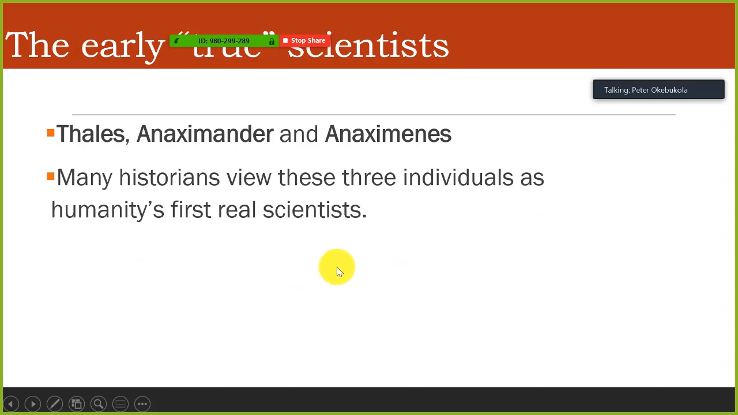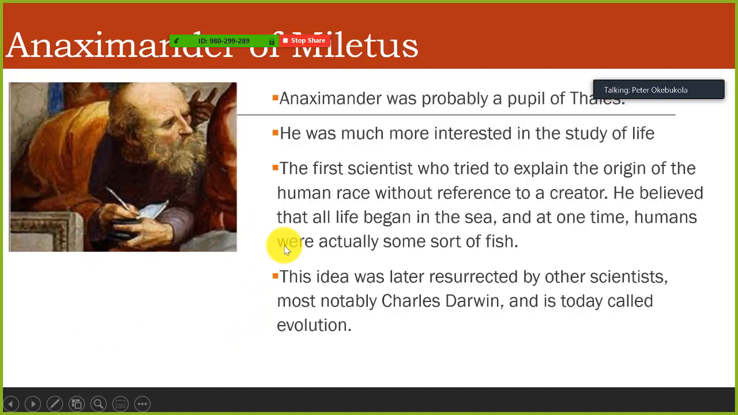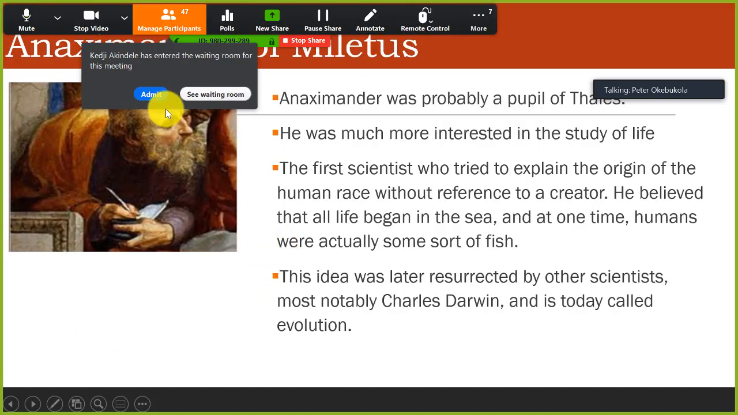And then enter these three people that are regarded as the first real scientists: Thales, Anaximander, and Anaximenes. What did they do? Thales of Miletus was the one to study the heavens. He saw the movement of the heavenly bodies, the planets and the stars, and he recorded them and shared his findings.